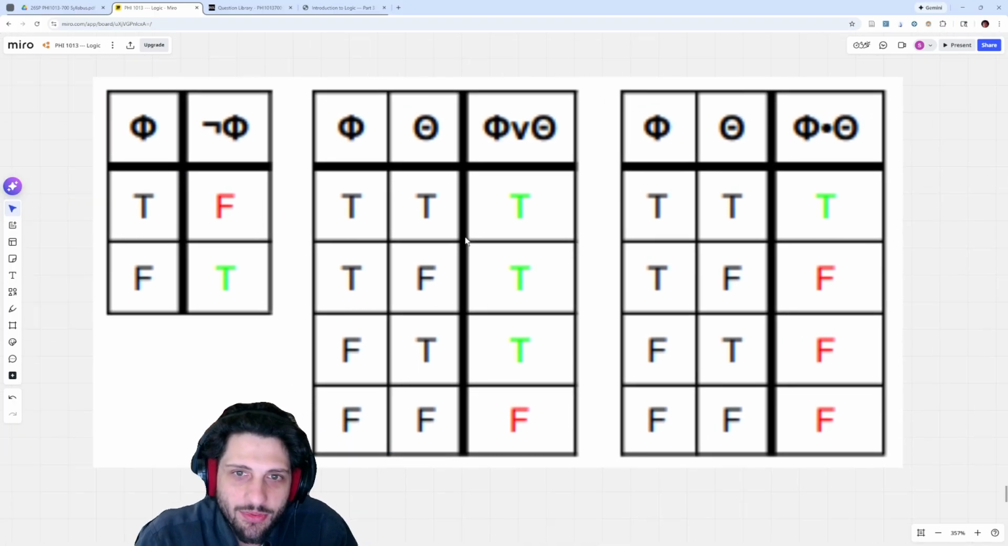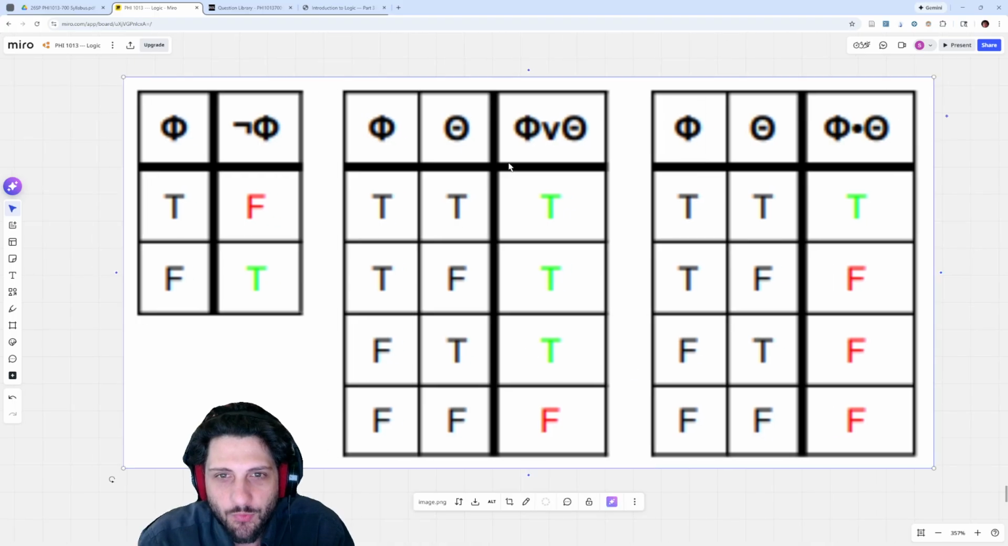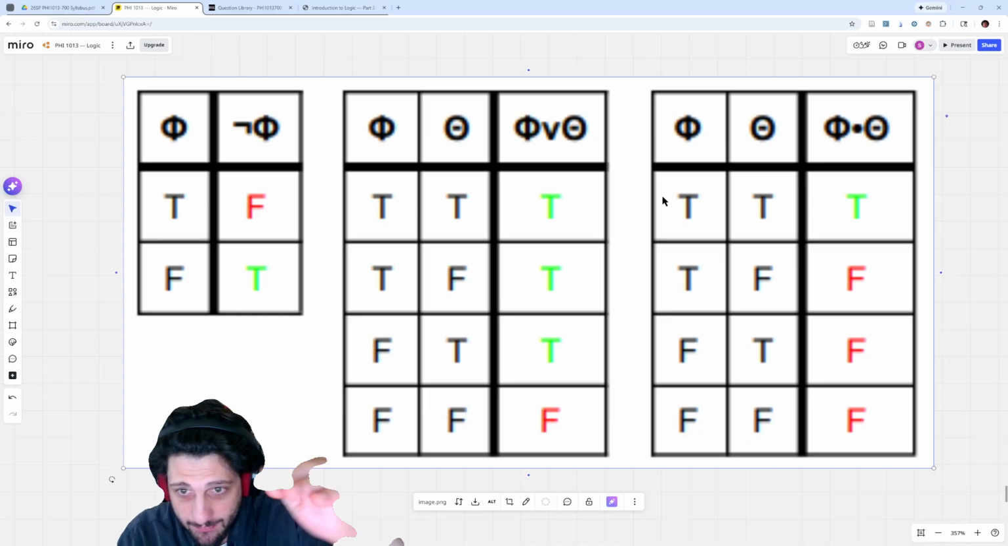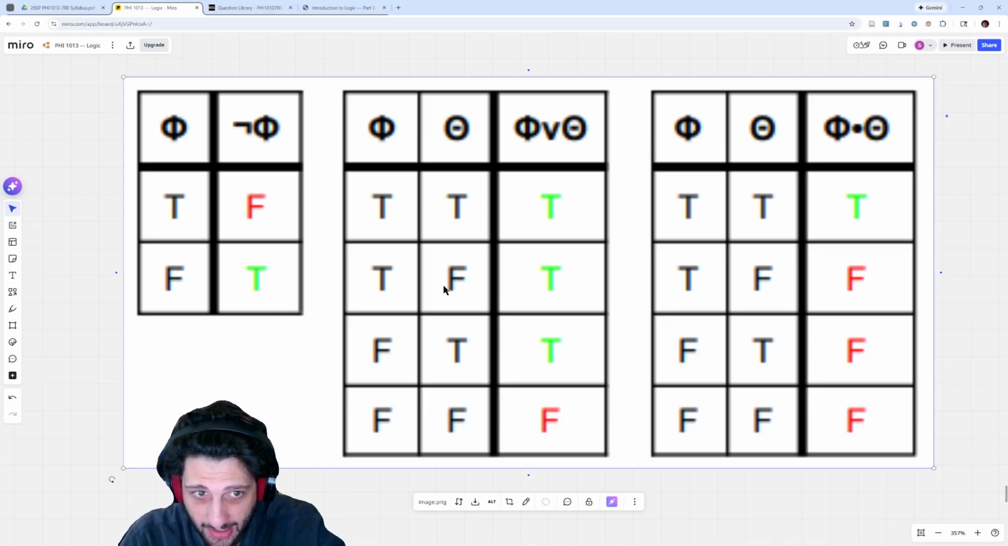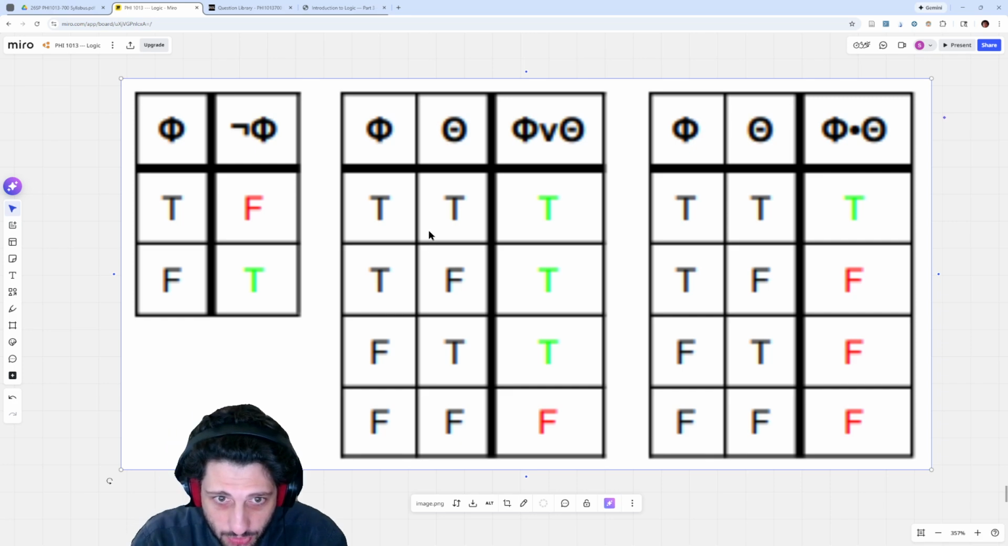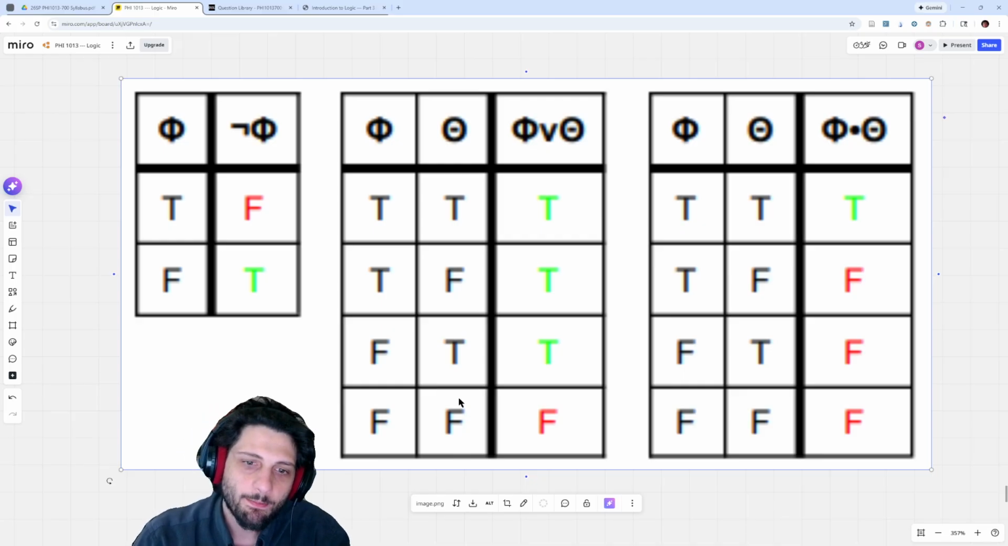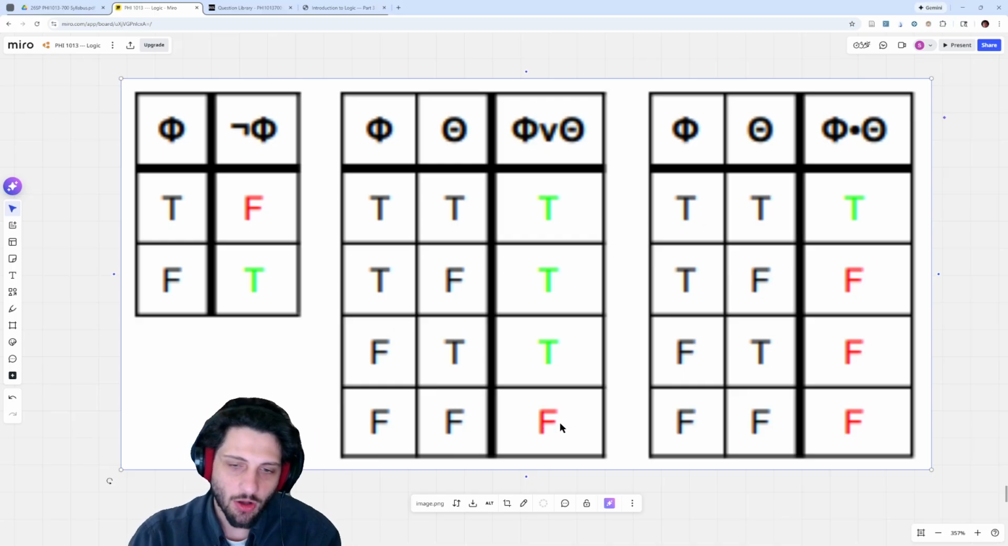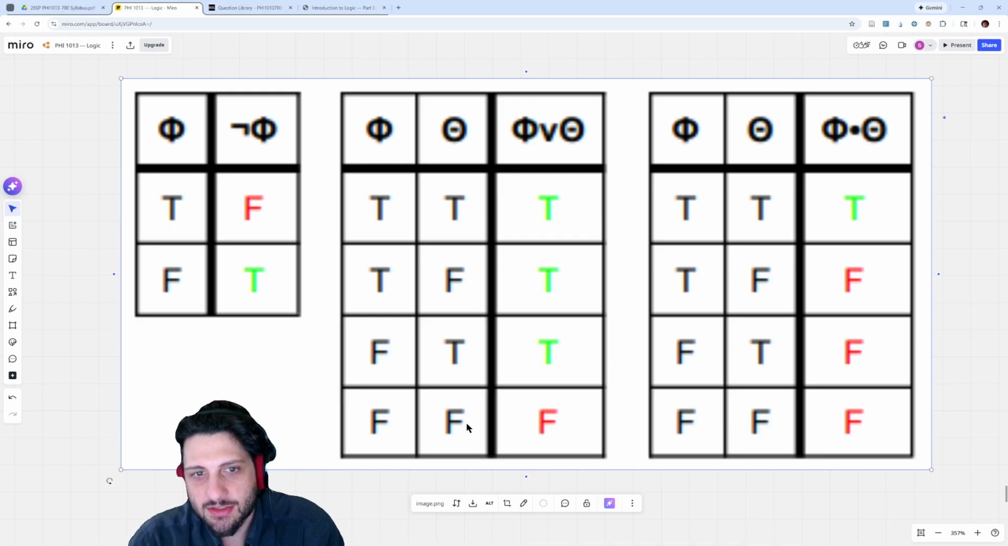Now compare that with the or here in the middle. This phi or theta. What we're trying to say is, all right, we're looking at the same four possible worlds that we did for and. When they're both true, one's true and the other's false, one's false and the other's true, they're both false. But notice here, the only time it's false is when they're both false.